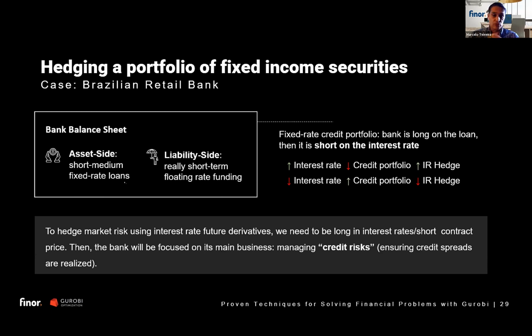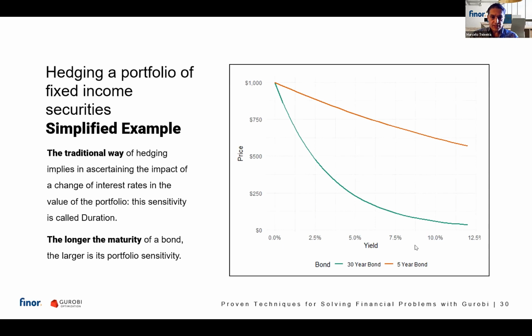while your fixed rate assets will actually lose value. So one way for the bank to protect itself would be to short interest rate futures contracts, which makes this institution long interest rates. That is, the hedges would actually go up as interest rates go up, therefore providing an offset to your credit portfolio loss.